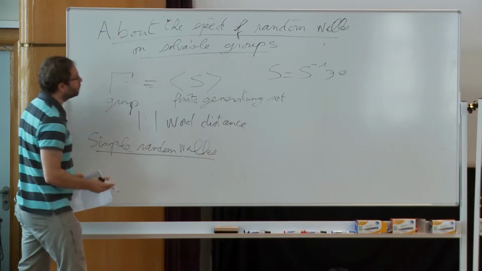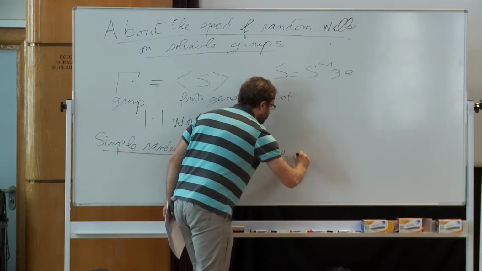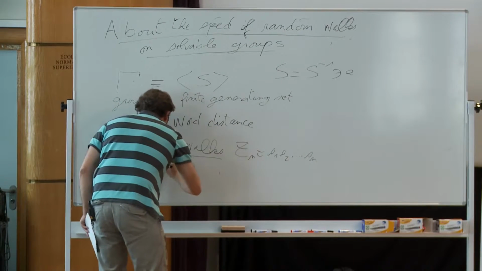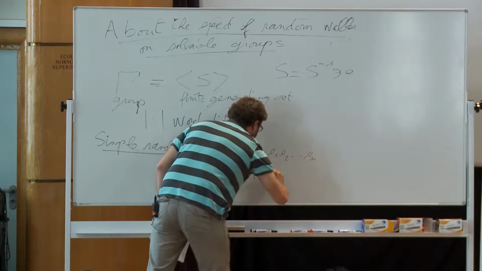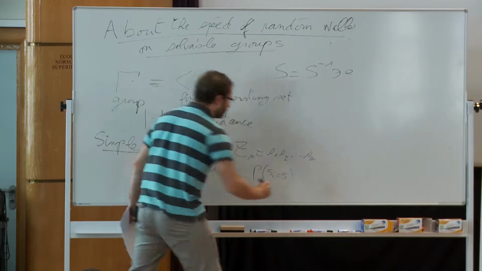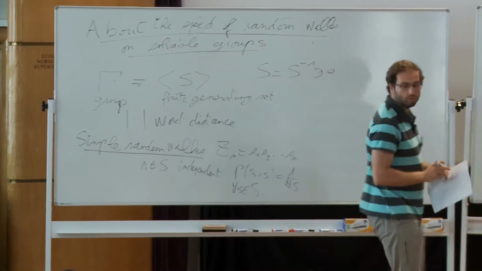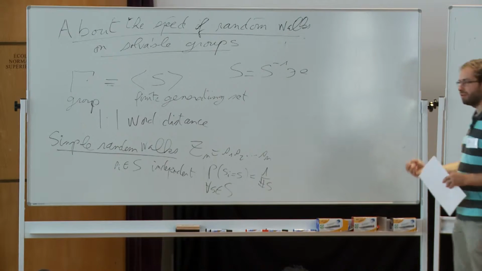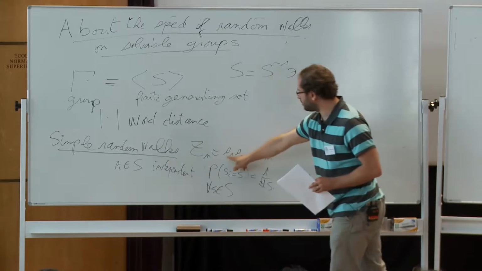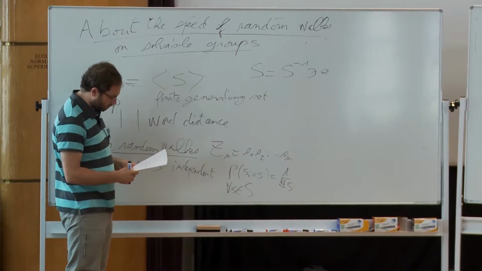So what is a simple random walk when we have a group with a generating set? It's just looking at products. Zn is a product of n elements, S1, S2, etc., Sn, where all the Si are in the generating set. They're independent. And the probability that Si is equal to a given generator is 1 over the size of the generating set. One way to picture this is to say we have this Cayley graph of gamma with respect to S, and we have a particle at a starting point, and then as time goes on, 1, 2, etc., up to n, the particle randomly moves to its neighbors. So this is the simple random walk, and it's interesting to consider this.